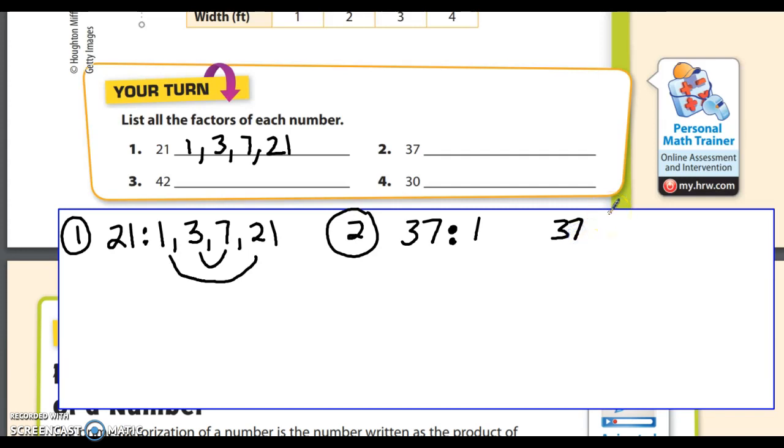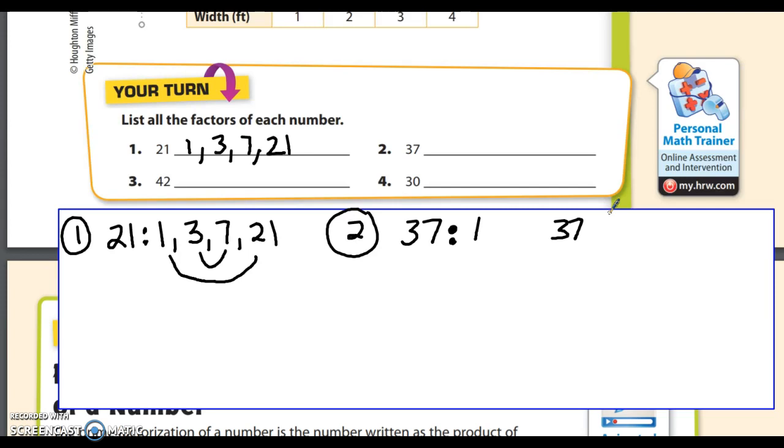We don't need to check any even numbers because even numbers don't divide evenly into odd numbers. 2 doesn't go into 37, nor does 4, nor does 6. So I got to check my odd numbers. Does 3 go into 37? If I look at a multiplication chart, I know that 3 goes into 33, 3 goes into 36, 3 goes into 39, but it does not go into 37.